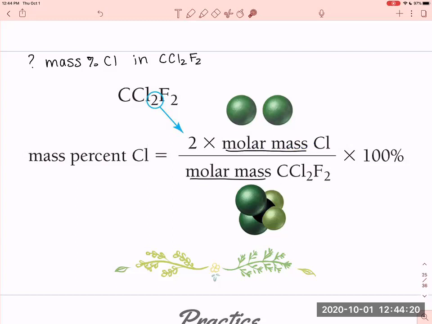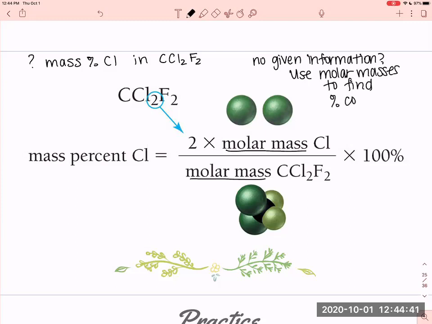Right, so you can just use no given information, use molar masses to find percent composition. This is what you'll do in your lab when you're asked to find the theoretical percent composition. If you're not in a lab, you don't have numbers to find an experimental, you also want to compare it to what it should be, we will use the molar masses for that.